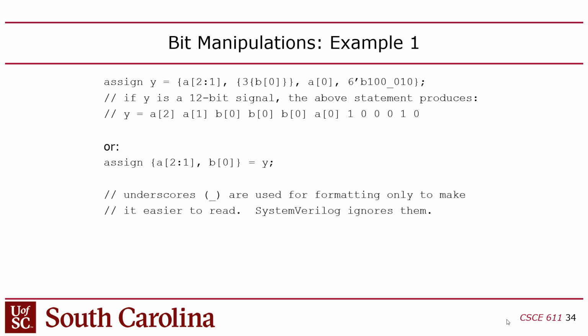And then I combine this with bit 0 of A, followed by a 6-bit numeric constant, which is 100010. And if you do this, this will just create a 12-bit signal comprised of this, right? So yeah, you could also put that on the left-hand side of an assignment, which is pretty cool, right? So you can actually say assign A bits 2 down to 1, comma B 0, and put Y in there, right? So you could take Y and put it into these 2 bit fields, which I think is pretty neat. I only recently discovered that.